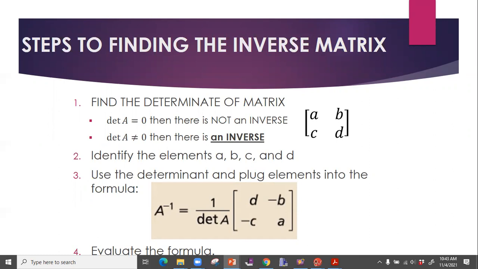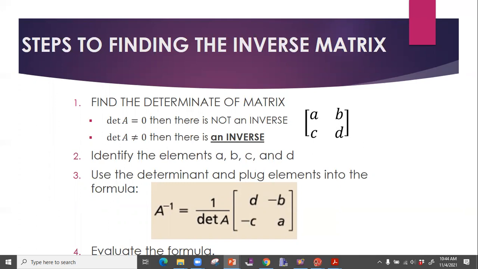It's a 4-step process. Step 1, we find the determinant of the matrix. If the determinant equals 0, you're done because there's no inverse. You just stop. Got it? If the determinant does not equal 0, then there is an inverse and you keep going, okay?